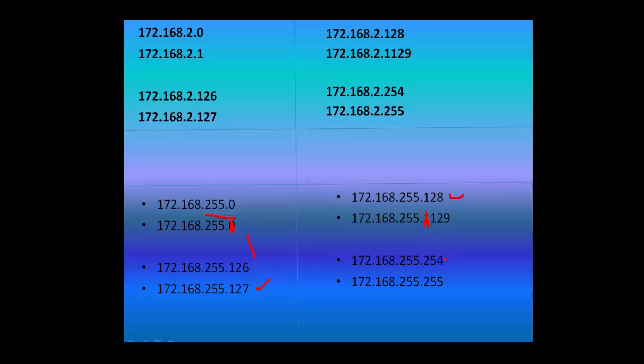129, 254, and 255 will be the last block. 172.68.75.128 is the last block. Network ID, this is the last block. Valid IP range, and it will be the broadcast IP.